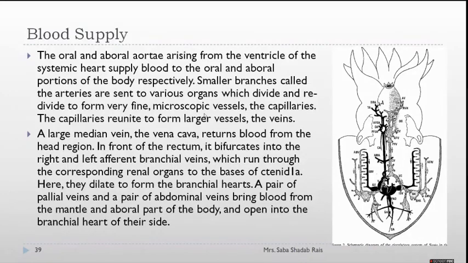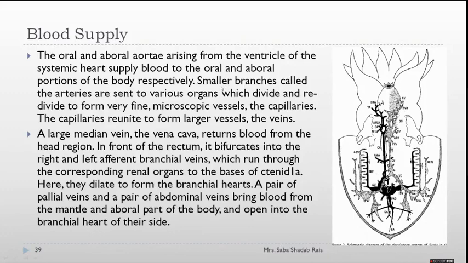Let us discuss the blood supply. When we talk about the blood supply, you can see the oral and aboral aorta arising. This is the oral aorta, and then you have the aboral aorta. They are arising from the ventricle.